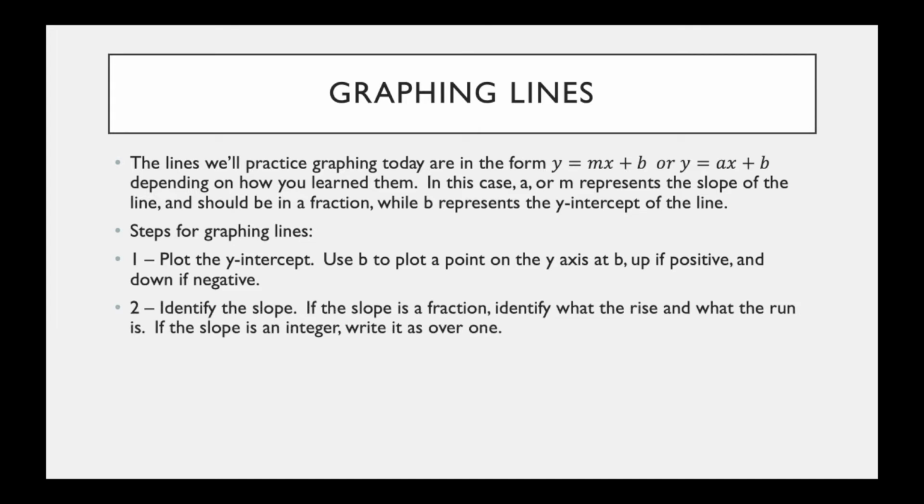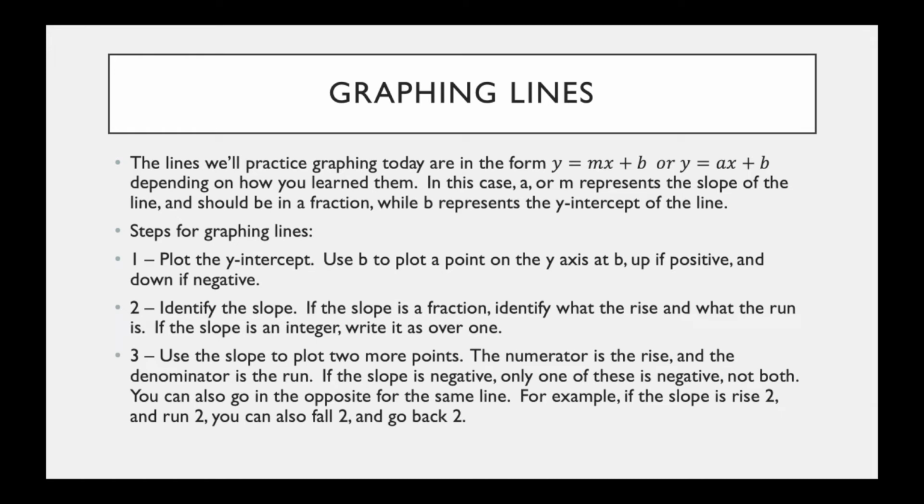After you do that, you want to identify the slope. So find whatever number's in the a or m position, and if it is a fraction, identify what the rise and the run are. If it's an integer, write it as being over 1. So if it were y equals 2x plus 5, first step would be to go up 5, make a dot, and then change 2 to be 2 over 1, where the top number is how much you're going to rise, and the bottom number is how much you're going to run.